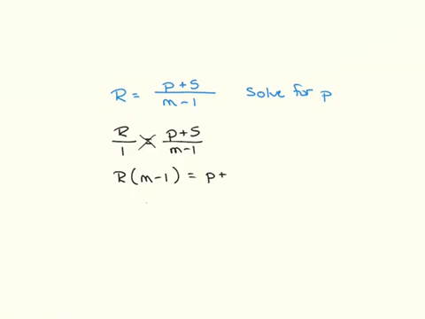equals p plus 5. And now if I want to solve for p, the only thing else I have to get rid of is the minus 5. Again, though, be careful here. The m minus 1 is in parentheses, so it would have to be multiplied by the r first before we subtract 5. So do not combine the 5 and the negative 5 and the negative 1, even though it looks tempting. And there's our answer.